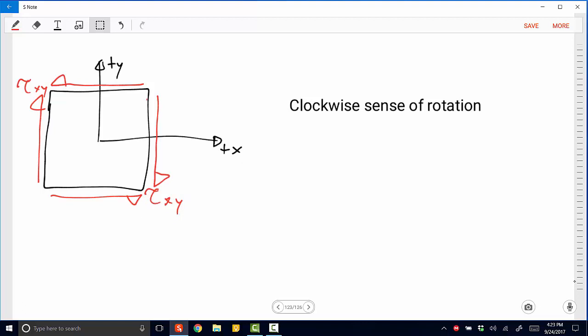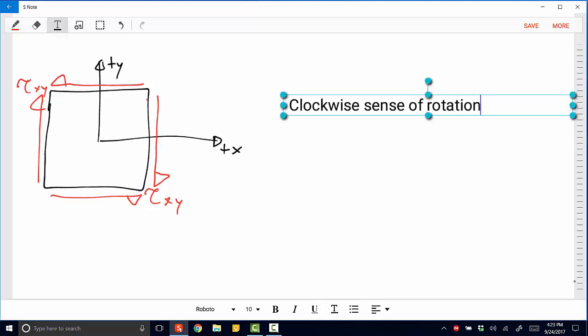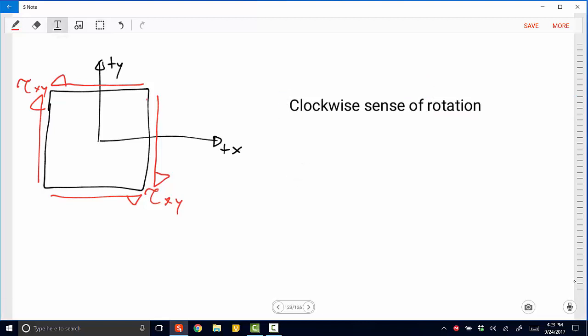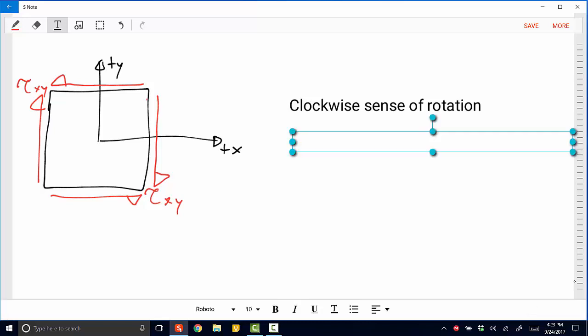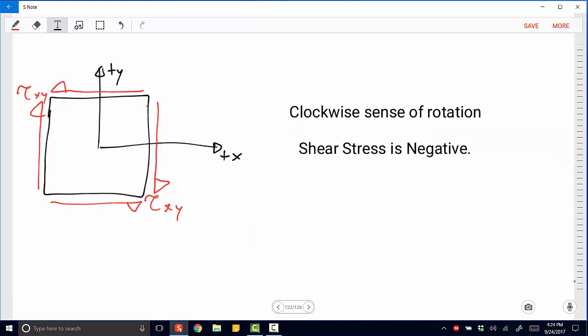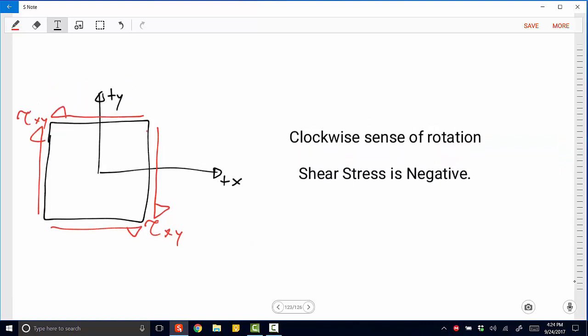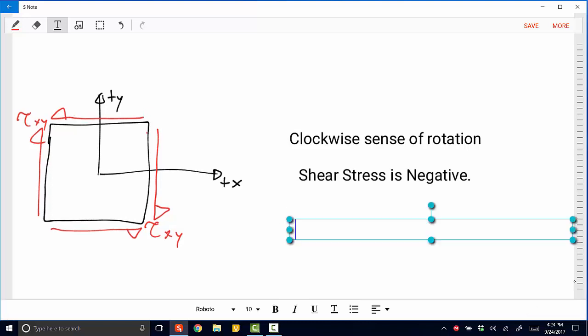So we have a clockwise sense of rotation on that positive x line, and the sense of skew that we get of this body is counterclockwise. So the actual shear stress is negative. When we see this configuration, the actual shear stress value has a negative sign. And we get a clockwise sense of rotation on that outer surface.